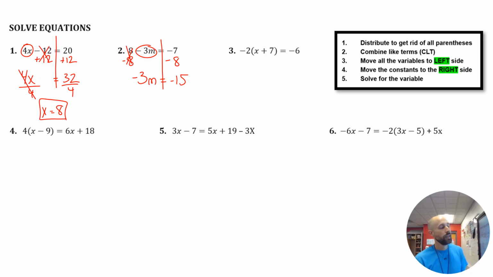That's negative 15. And then divide by negative 3. Remember, with division, you are dividing by the same sign. So we get m equals positive 5.